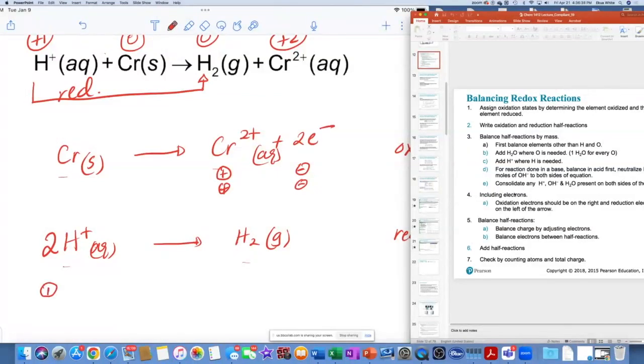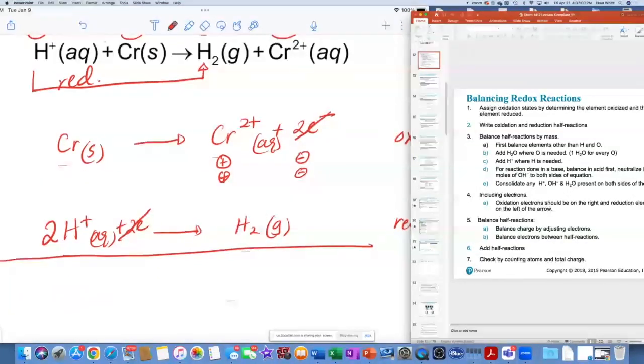On this picture down here, this has got 2 positives. The right side has no charge. I need to add 2 negatives here to make it neutral. Oh, this question is not that bad at all. It just looks different, that's all. We don't even have to do step number 5 of adjusting the electrons because the electrons essentially do match.